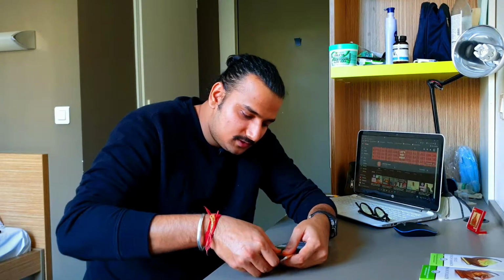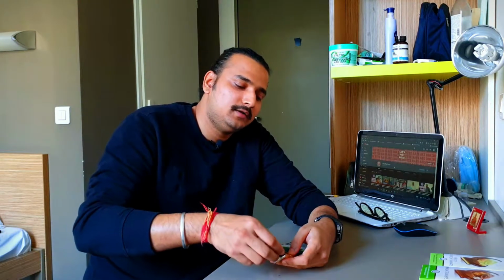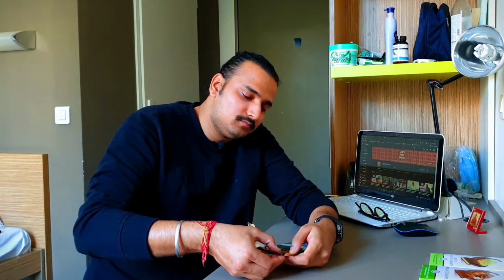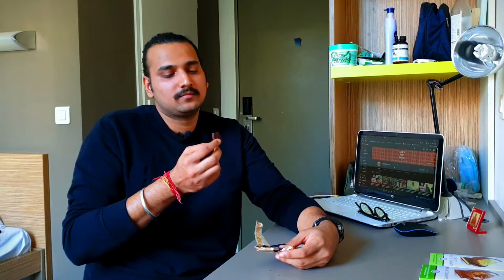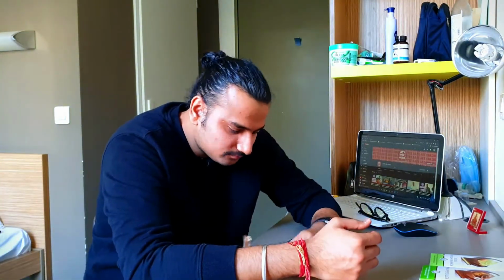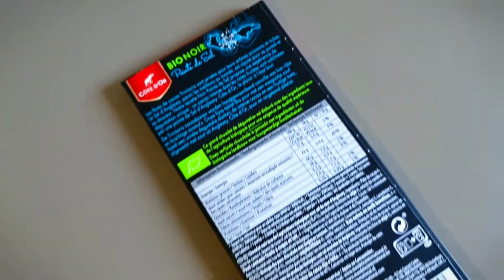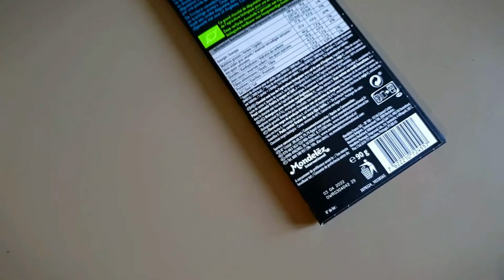So again, I'm just going to break it. See, this one had a harder hit to it. So to break it, I had to use more force. This one is definitely going to be harder than the coconut one I tasted. So it could be a difference in terms of the ingredients as well. Wow, I don't like the salt taste at all. I don't know what to say, but definitely the salt is a no-no for me.